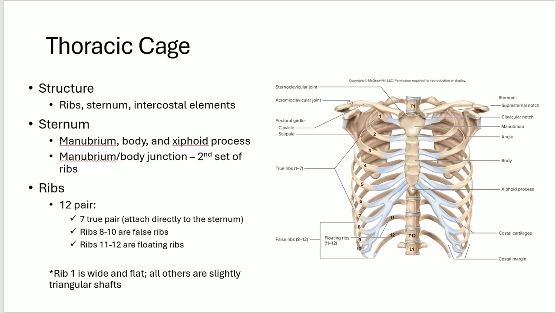Thoracic cage. All right, so this is the last of the axial skeleton. So ribs, sternum, intercostal elements. So intercostal means between the ribs, and we're talking about anything that can be between the ribs. So nerves, blood vessels, connective tissue, muscles. That's what we mean by intercostal elements. So structure of the thoracic cage are our ribs, our sternum, and whatever's between our ribs. So intercostal elements.